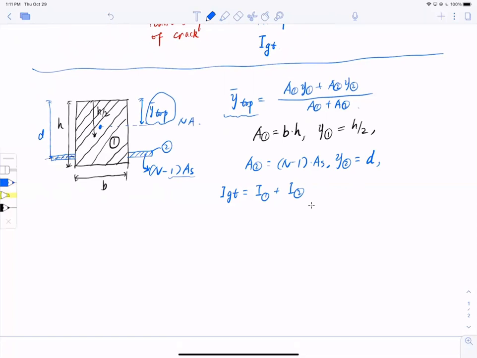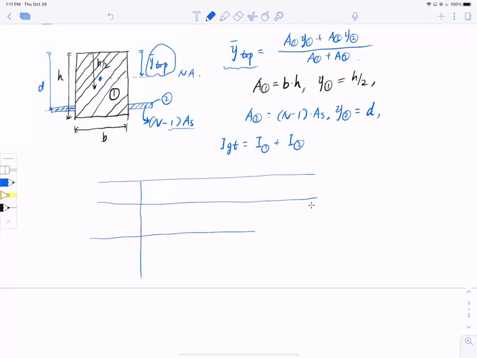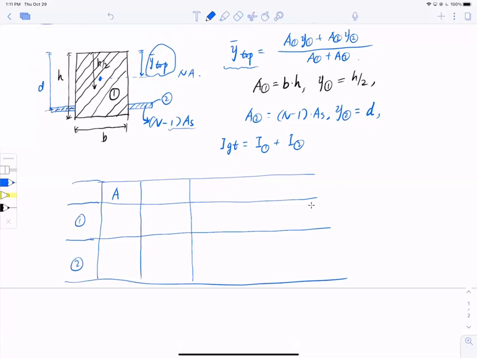So how do I do that? I have to use the parallel axis theorem, so let me just use a table to do that. Let's take a look. First, I need to find the area of each one. This is 1, this is 2. For the filled-in block, the area is b h, simple as that. And the distance, let me call it d with a bar here, is the distance between centers.